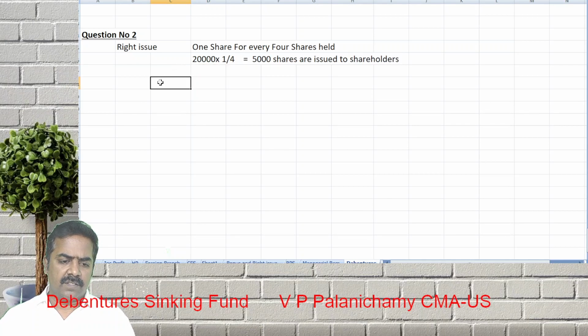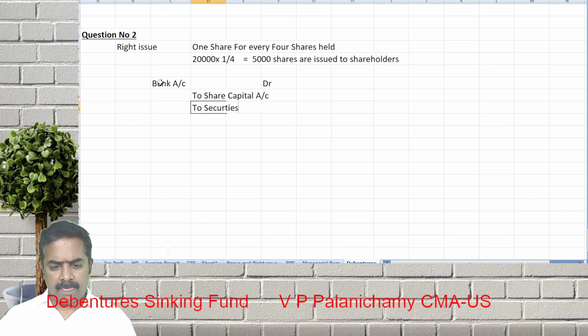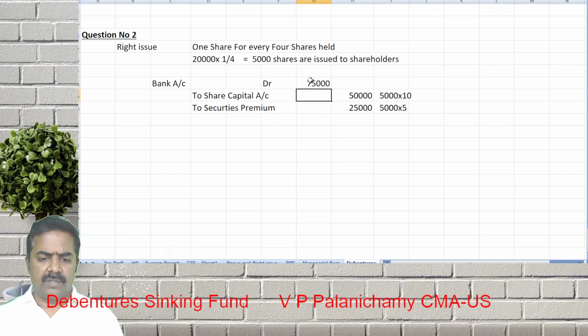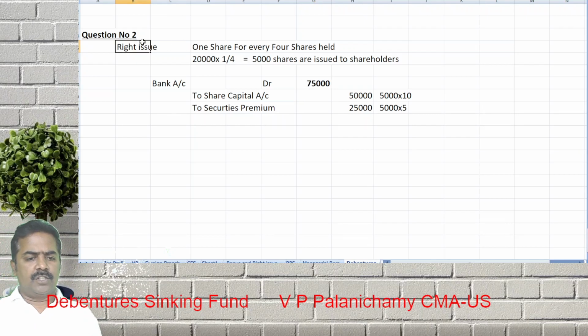What is the entry you will pass for this? The company will collect money. Bank account debit to share capital. Application allotment is not needed. To securities premium. Money is not collected in installments. So 5,000 shares into 10 rupees. Face value 50,000. Issued at a premium of 5. Issued at 15 is given, look. Face value 10. Issued at 5 rupees premium, then 25,000 comes. What is the total money collected? 75,000. This is for right issue.